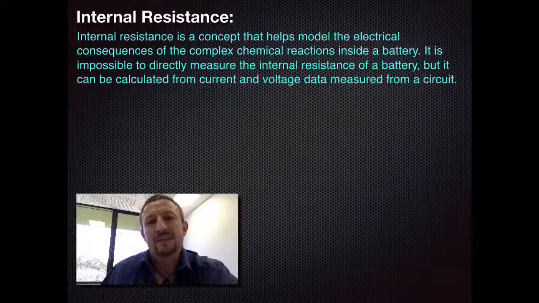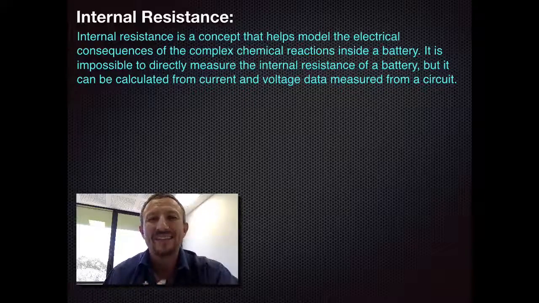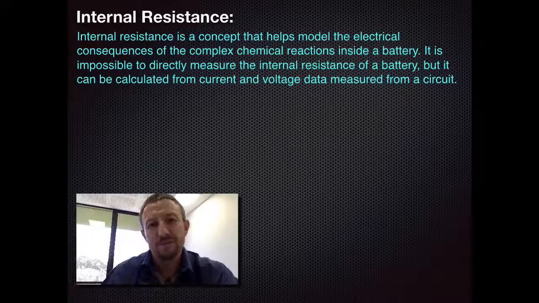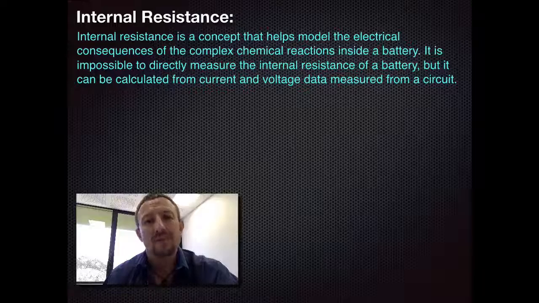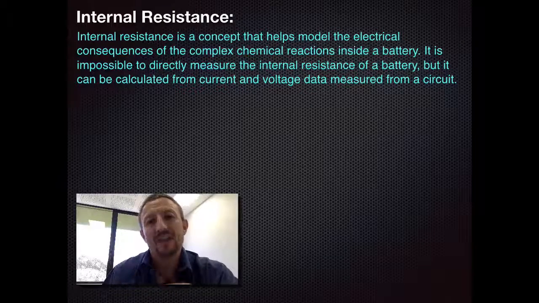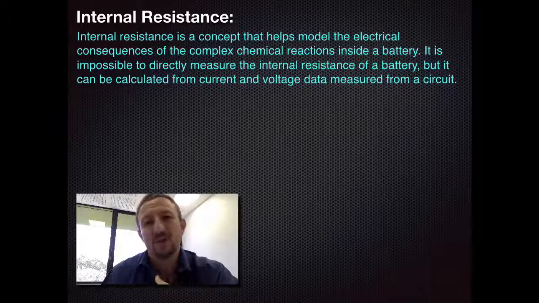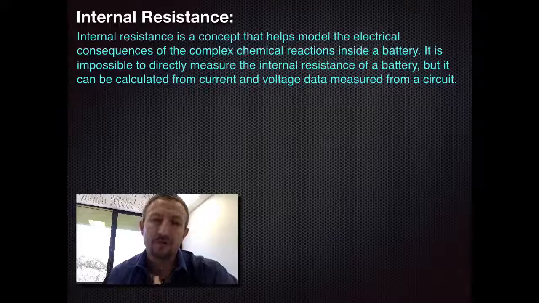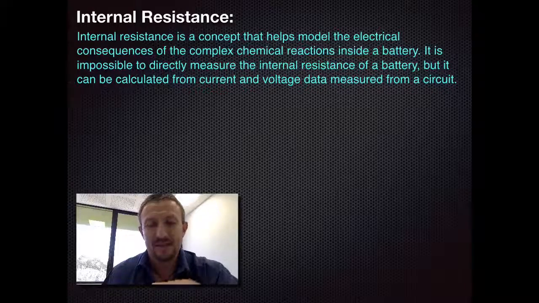Now internal resistance basically talks about the type of complex chemical reactions which occur inside the battery, and it's a resistance which opposes the flow of current just like any normal resistor would do. Now we can't actually measure the internal resistance, but by using data which we collect from using current and voltage from a circuit, we can actually calculate what the internal resistance is.